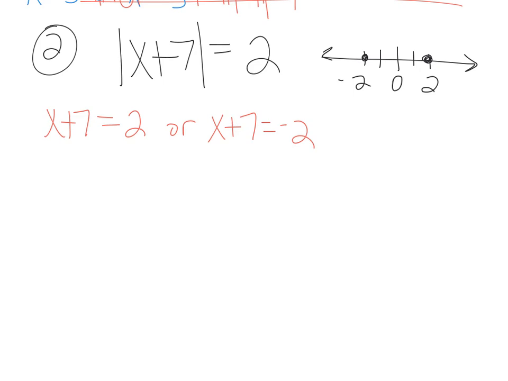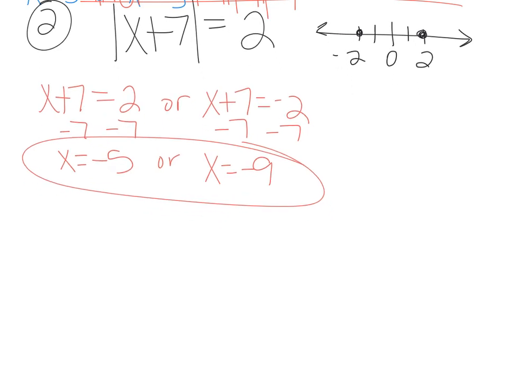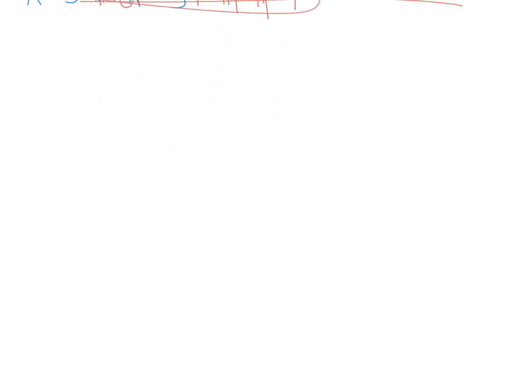Okay, and if we go through and solve both of these, subtract 7, so x could be negative 5, or subtract 7, x could be negative 9. Okay? Still making sense? Yes. Okay, we'll keep moving on. Number 3.